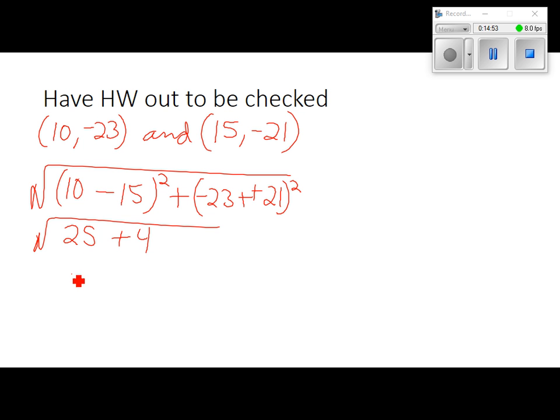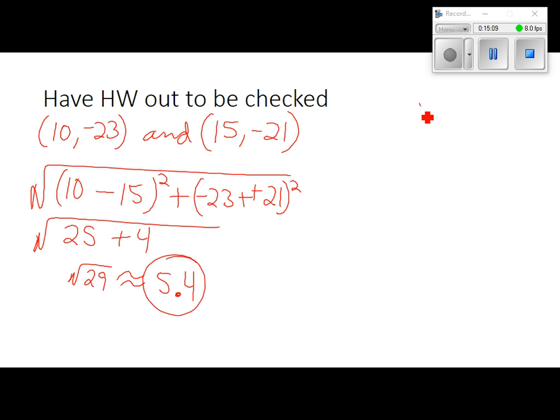25 plus 4. 29. Is that a perfect square number? Somebody grab a calculator. What's the square root of 29? 5.38, 5.648, 5 point what? 385. So we'll say 5.4.